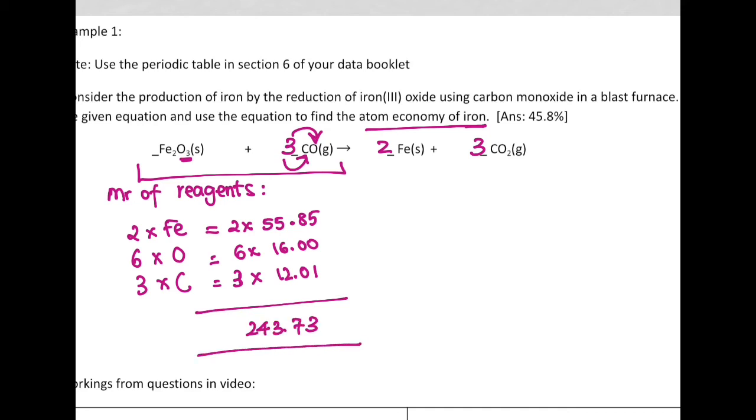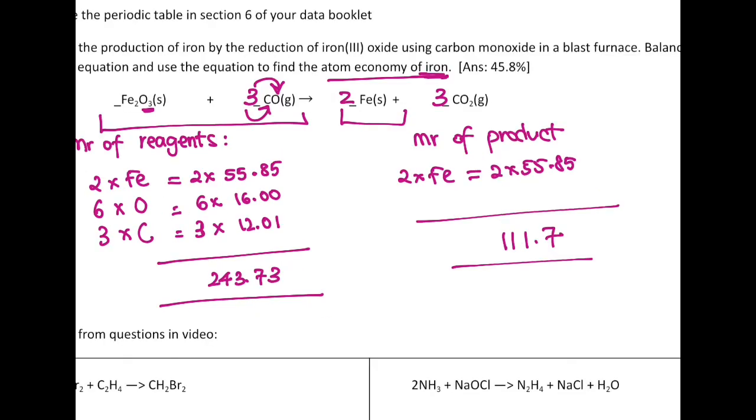So this is the MR of the reagents. You have to be very careful. Make sure that you include the stoichiometric ratios in the calculations, and that you're going to use your calculator over here. Now, because we're finding atom economy for iron, we're going to find the MR due to the iron. So here you have 2 times Fe. So here we have the answer.